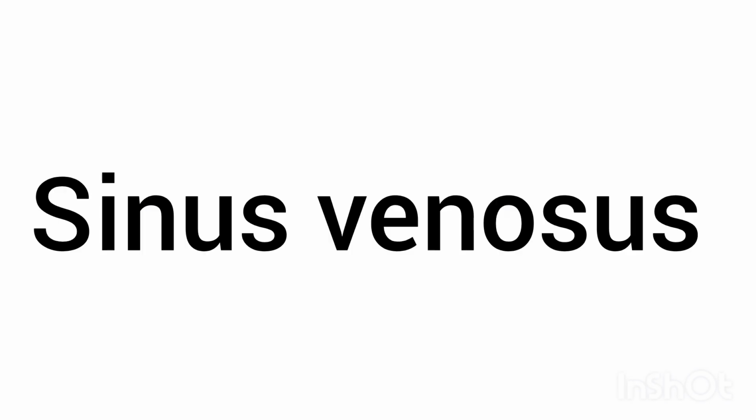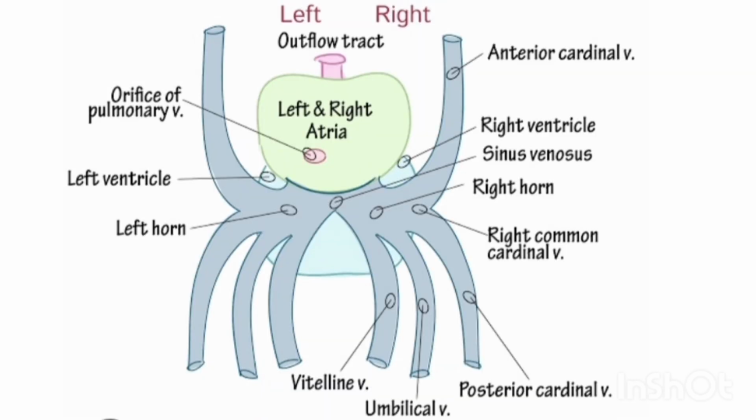Sinus venosus. Sinus venosus has 3 parts: body, the right horn and the left horn. Each horn receives 3 sets of veins: the umbilical vein, which carries the blood from the placenta and is the only source of oxygenated blood, the vitelline vein, which carries the blood from the yolk sac, and the cardinal vein, which carries the blood from the body.